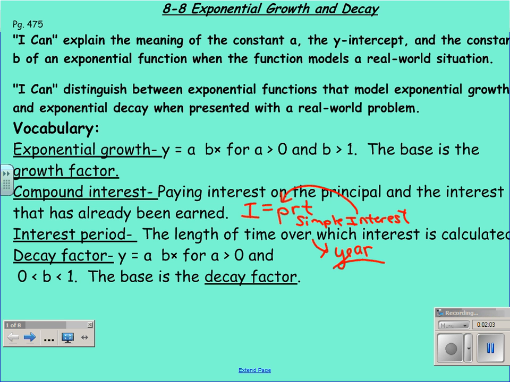Decay factor, y is equal to a times the quantity b raised to the x power for a is greater than 0, and b is actually between 0 and 1. That's what this means. The base is the decay factor.